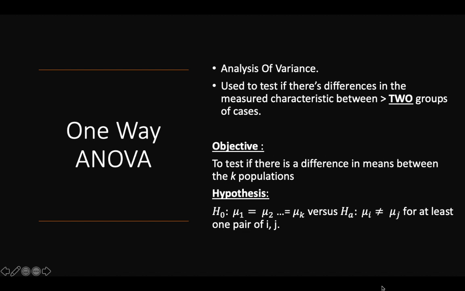So the objective is to test if there's a difference in means between the K populations, where K is also known as your groups, number of groups or number of levels. The hypothesis would be that the group means do not differ significantly. Mean in group 1 is the same as mean in group 2, is the same as mean in group 3, and so on until group K, versus your alternative where at least one pair of means will differ significantly. Or we're saying that mean in group 1 is different from mean in group 2 for at least one pair of i and j. Okay?